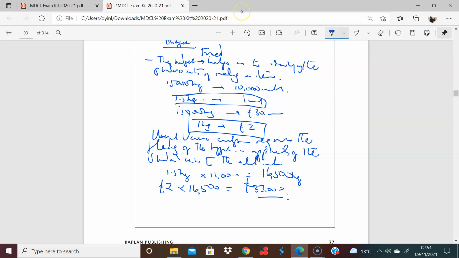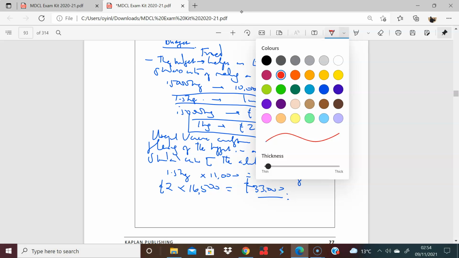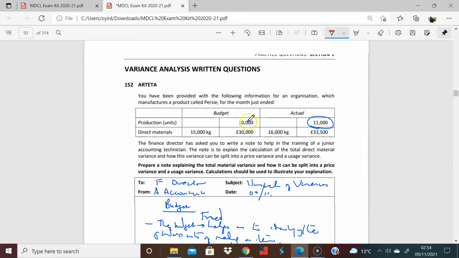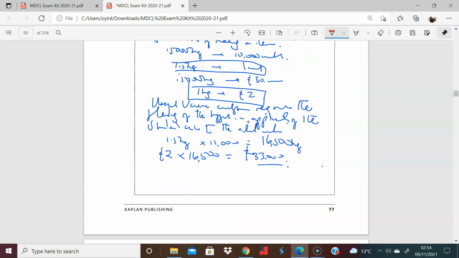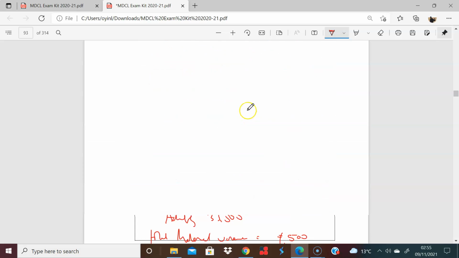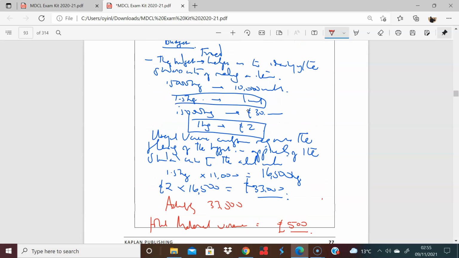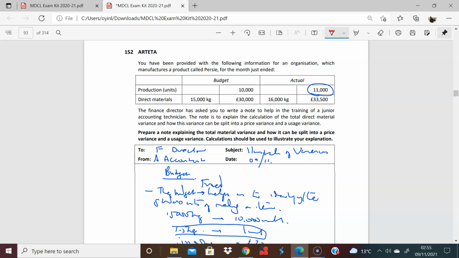I'll just change my pen color. The question then becomes, how much did you spend? And you actually spent £33,500. You should have spent £33,000. So your total material variance is £500. You spent £500 more than you should have, so this is a total adverse variance. We can now break this up into its price and usage variance.